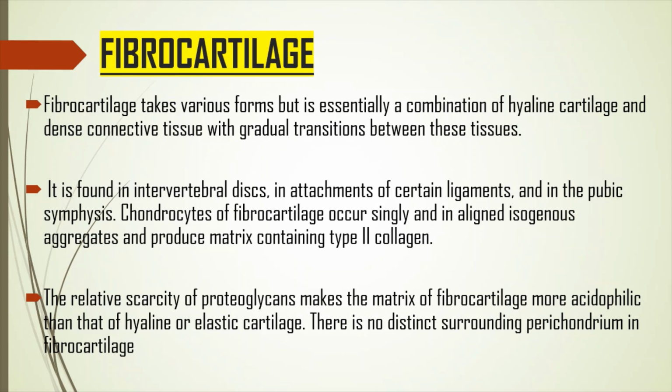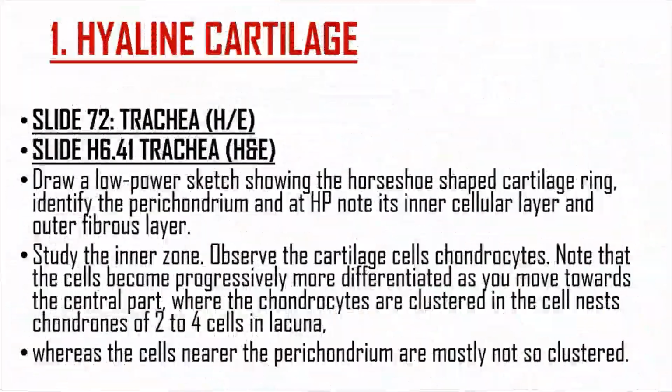Okay, now let's move on and look at the histological diagrams of these types of cartilages. First thing we're looking at is the trachea, which contains hyaline cartilage. So we're going to look at two slides. We'll look at slide 72 and we'll look at slide H6.41.